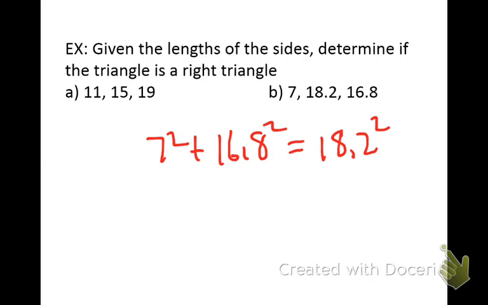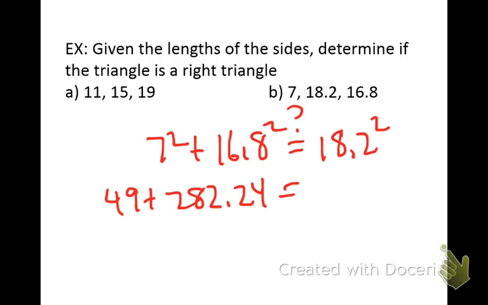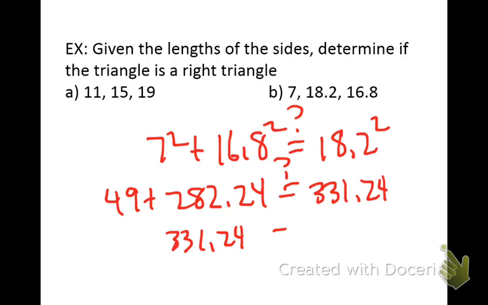And we multiply that out, so we get 49 plus 282.24, with question marks above our equal signs, equal to 331.24. I add those up, and we get 331.24 is equal to 331.24. So it is a right triangle.